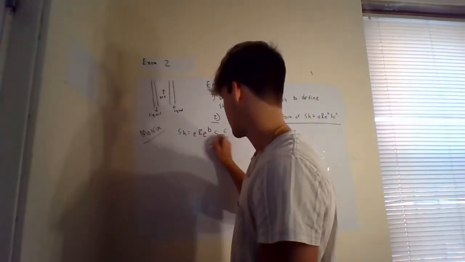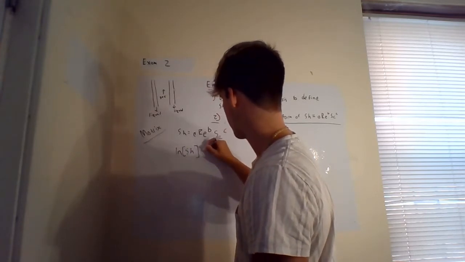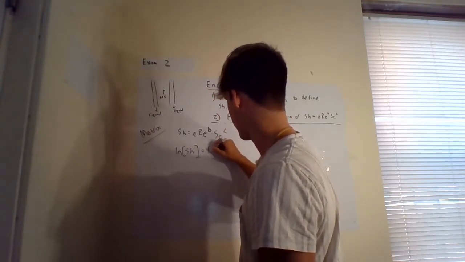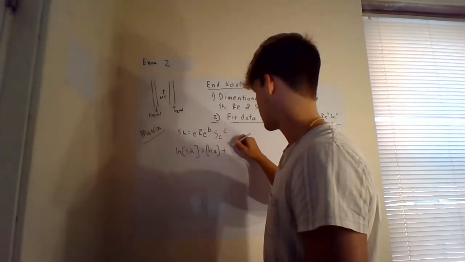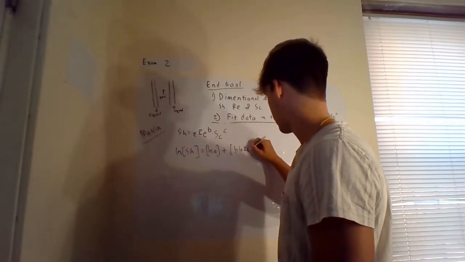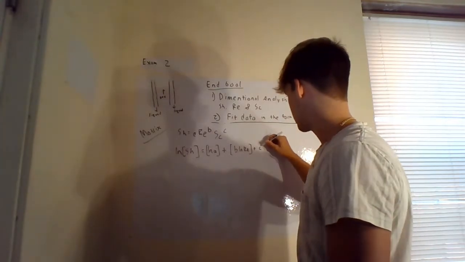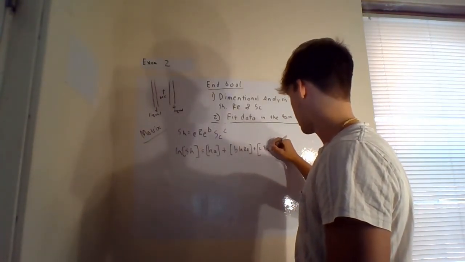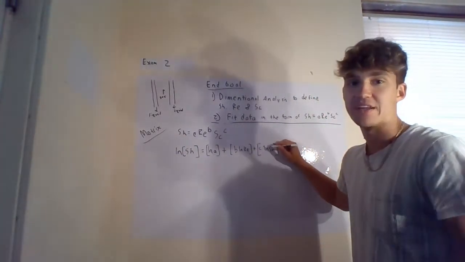So the first thing we're going to do is take the natural log of everything. So we have the natural log of the Sherwood number is equal to the natural log of A, and we've got natural log properties here, so that's going to be added to B times the natural log of the Reynolds number, plus C times the natural log of the Schmidt number. And remember, what we want to find is A, B, and C.